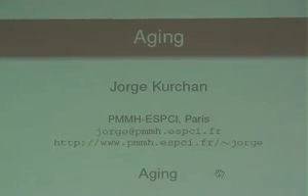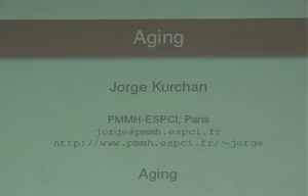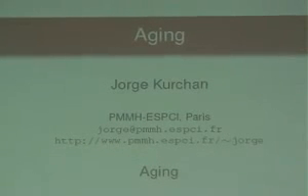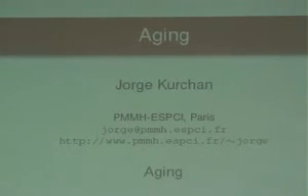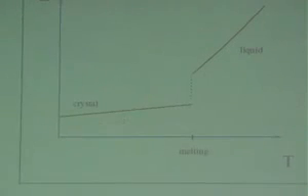Okay, thank you. So I'm going to continue talking about the same subject with respect to Greg's talk. But of course, as you will see, the point of view is going to be necessarily quite different, but let's try to make as much contact as possible.